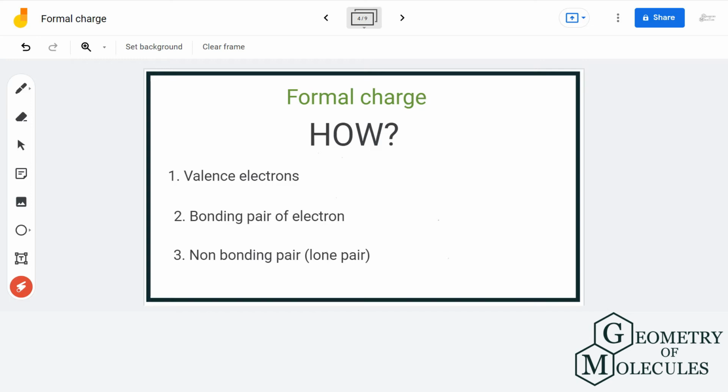Let us move to the next one, of how to calculate a formal charge. But before that, we should know the following three terminologies. First is valence electrons. Valence electrons are the ones that are present in the outermost shell of an atom. Bonding pairs of electrons are the ones that are involved in the formation of a bond. And the third, that is non-bonding pairs, also known as lone pairs of electrons, they are the ones that are not involved in chemical bonding.